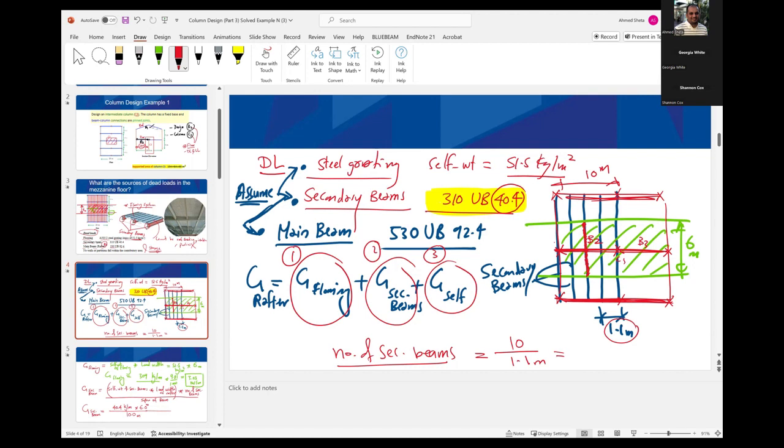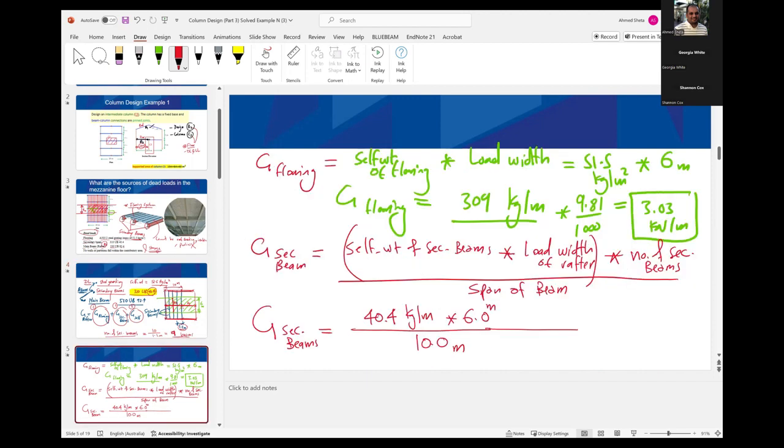So if we assume the number of secondary beams will be 10 over 1.1, we have 9 beams. We can take it as 9 beams if we assume 1.1. So this will be multiplied by 9 beams. The final value will be in kilogram per meter or what? I'm just calculating it.